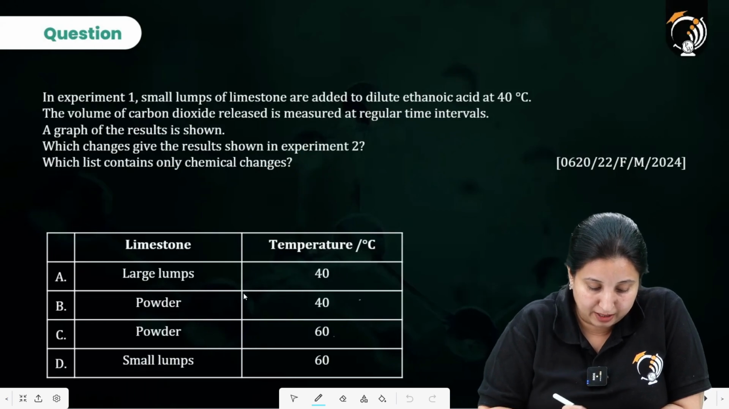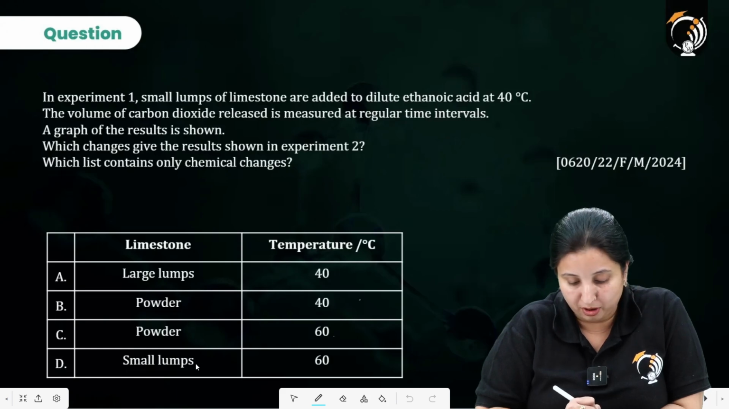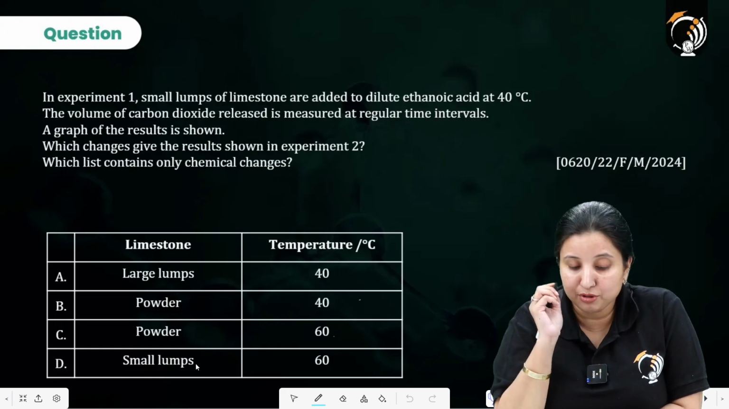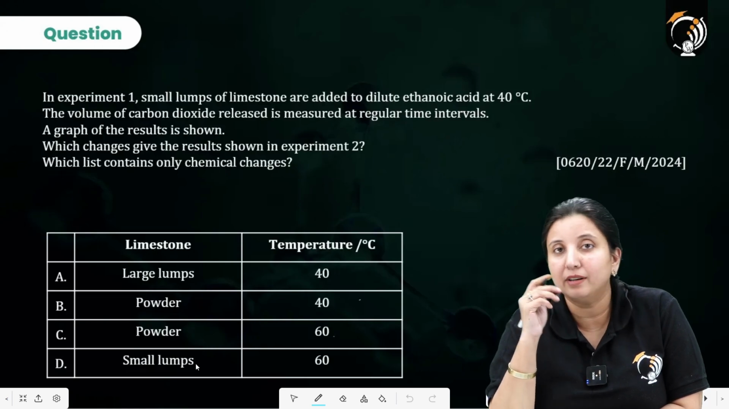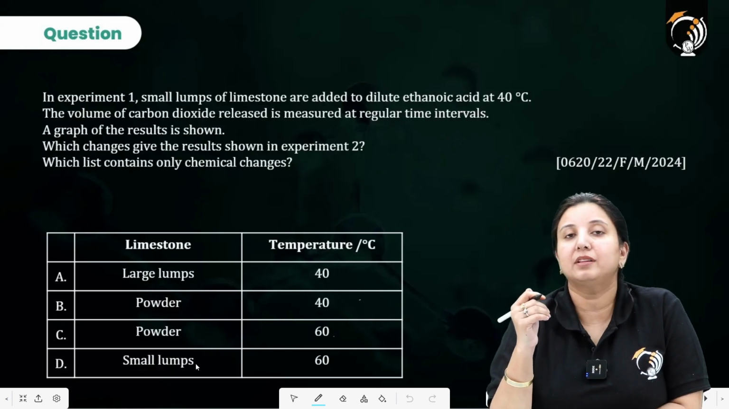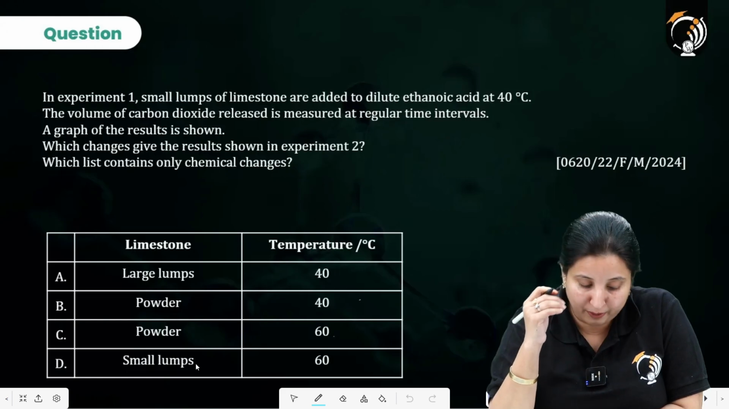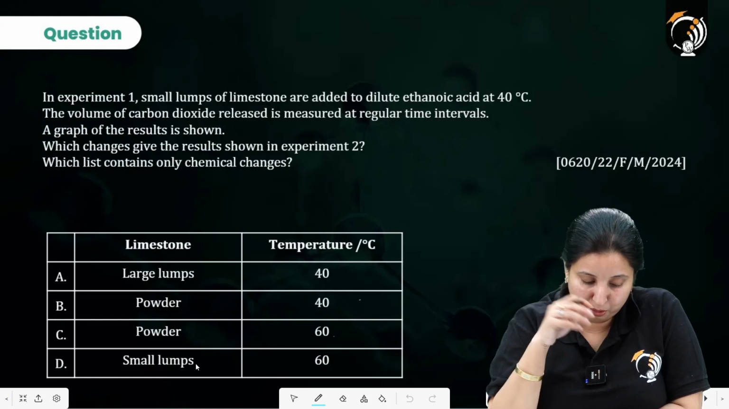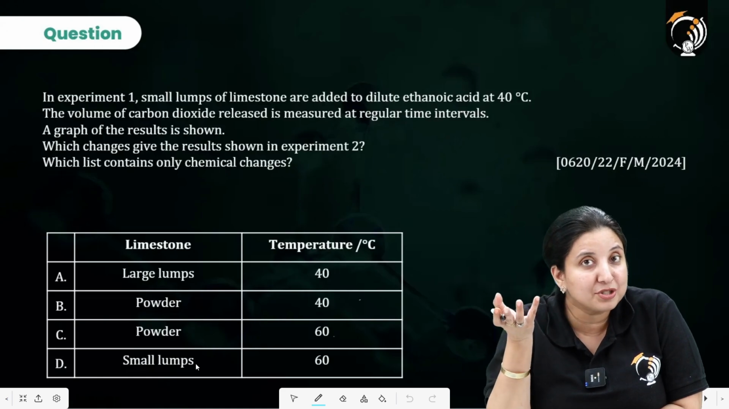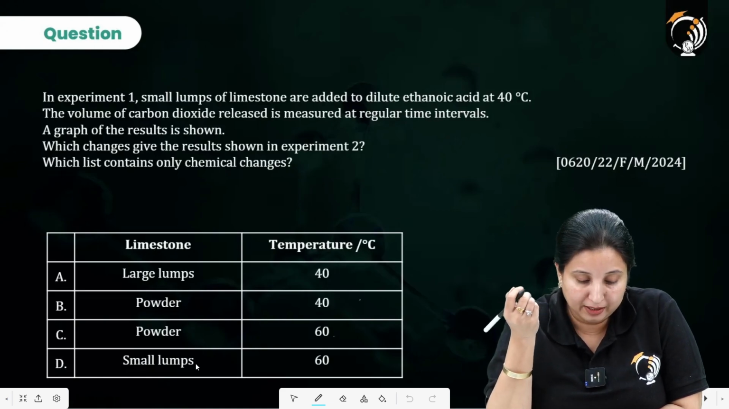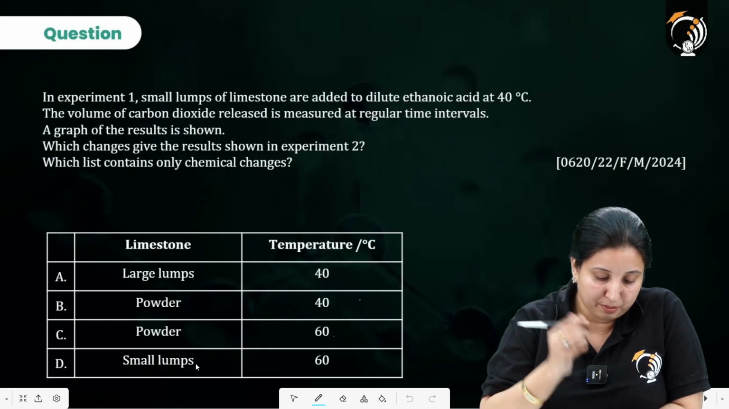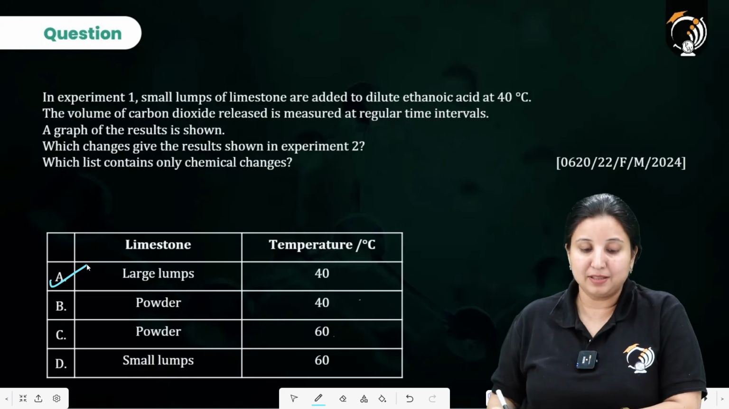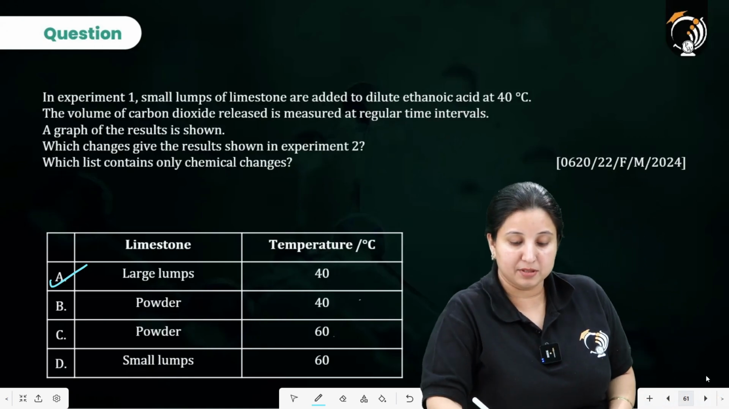We are having the large sums, powder and smaller lumps. Now look, if you just recall the graph over there, experiment 2 is having the lower gradient. So when it is having a lower gradient over here, it means I am having the larger lumps. Okay, and it is saying that which list contains only chemical changes. So basically the temperature is going to be the same and larger lumps.